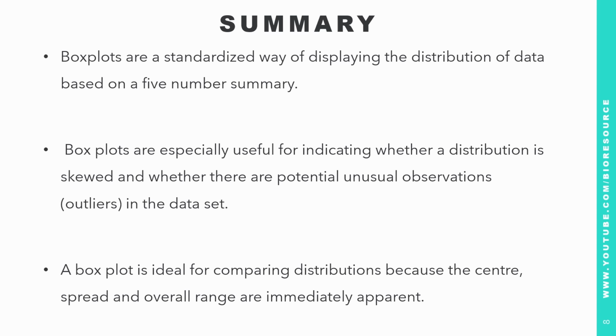So in summary, box plots are a standardized way of displaying the distribution of data based on 5-number summary, and the box plots are especially useful for indicating whether a distribution is skewed or whether there are any potential or unusual behaviors in the data set called outliers. And the box plot is ideal for comparing distributions because the center, spread, and overall range are immediately apparent.